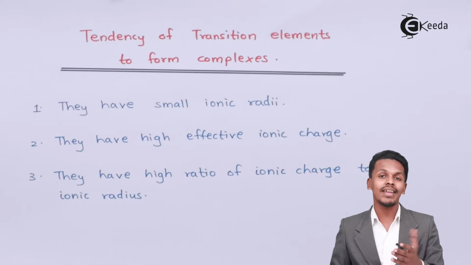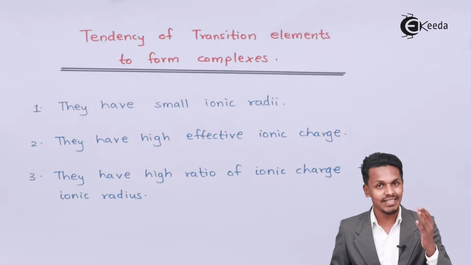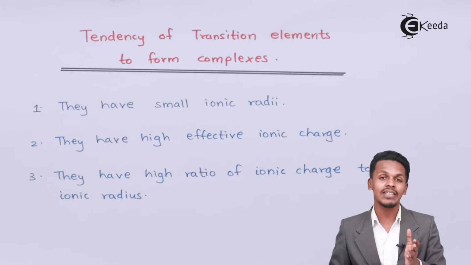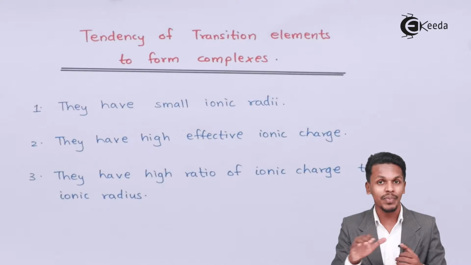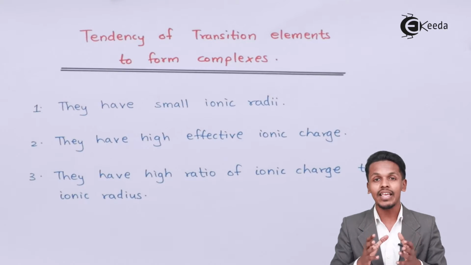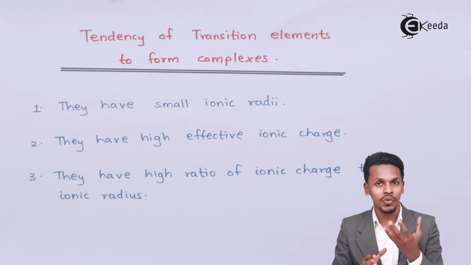If we compare the d block elements with their respective s block elements, we understand that the d block elements have a smaller atomic as well as ionic size across a particular period. Because of this smaller atomic and ionic size, they have a tendency to form complexes.